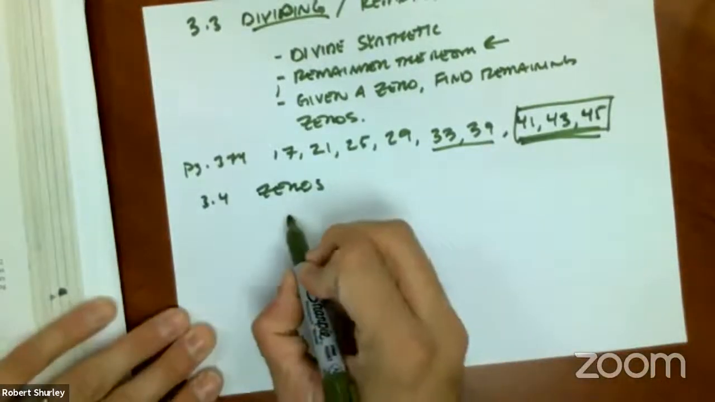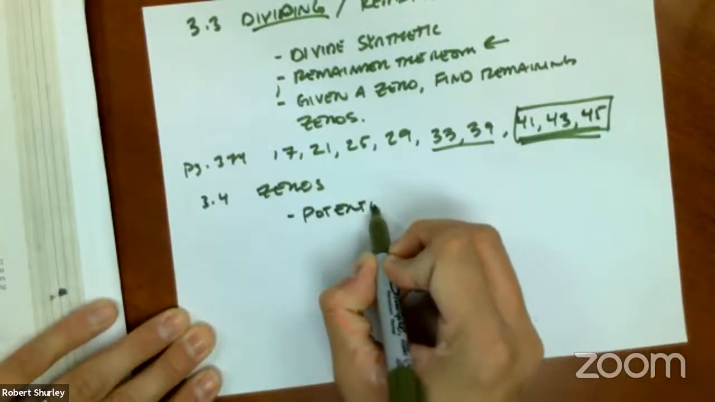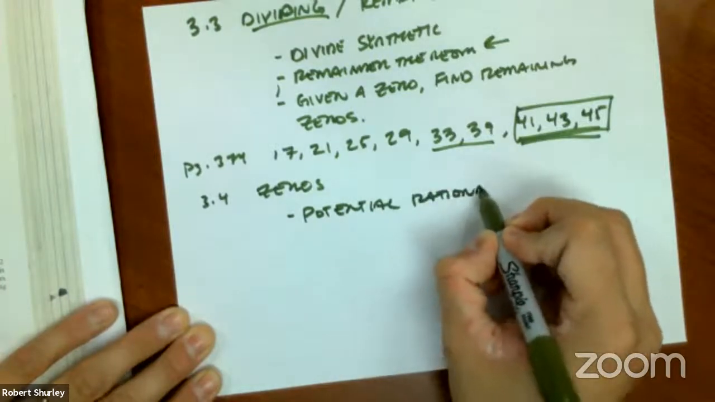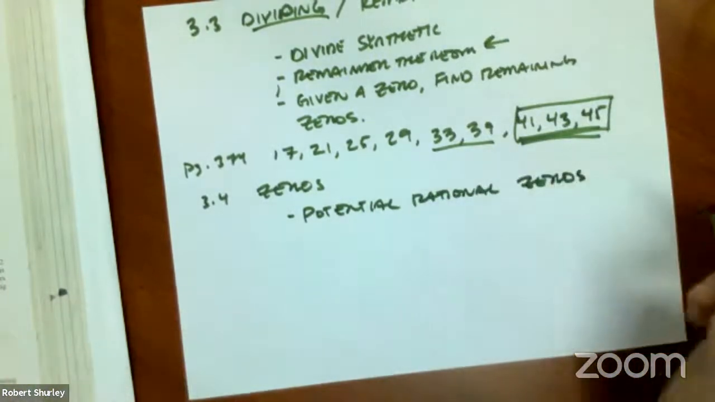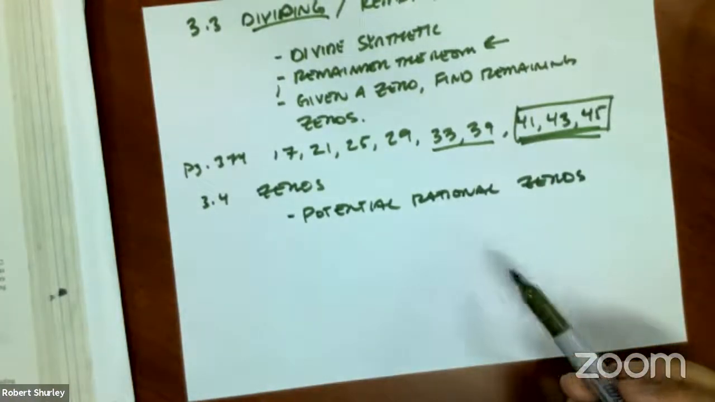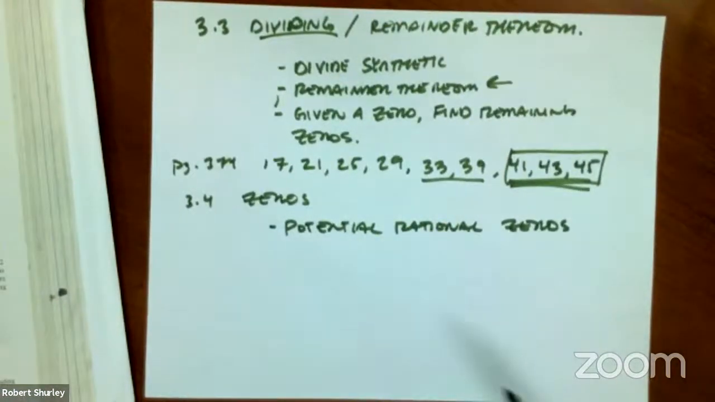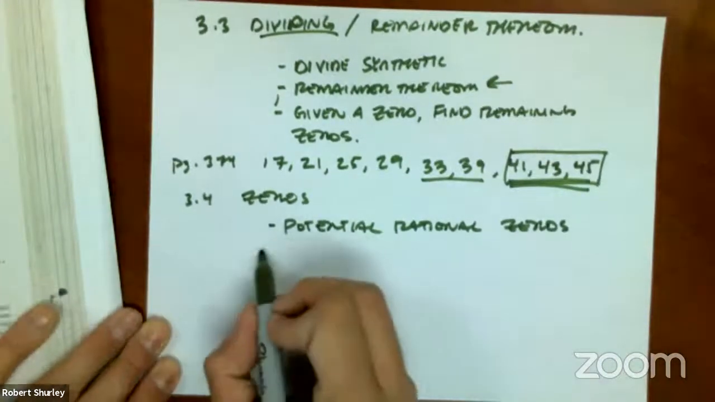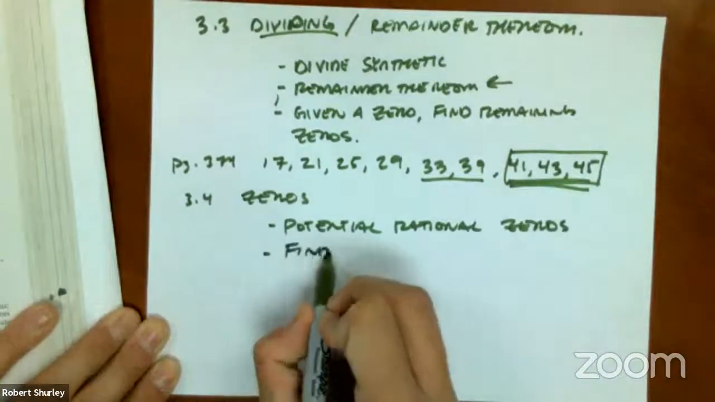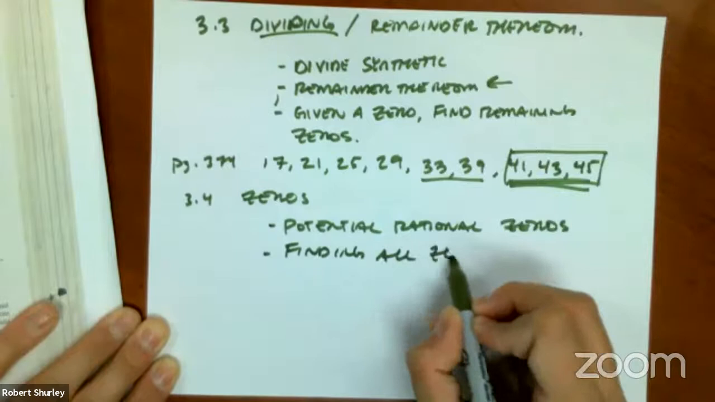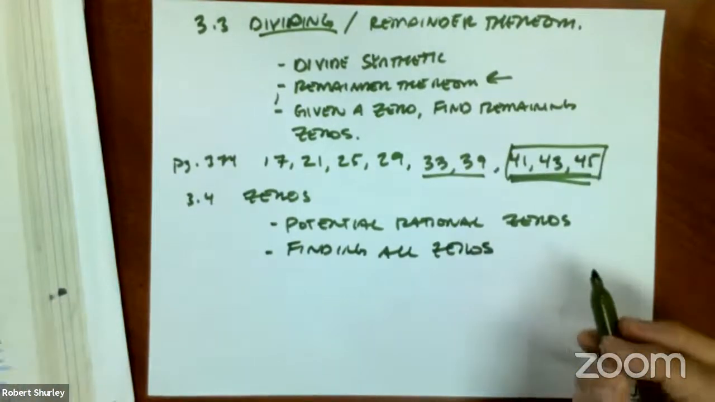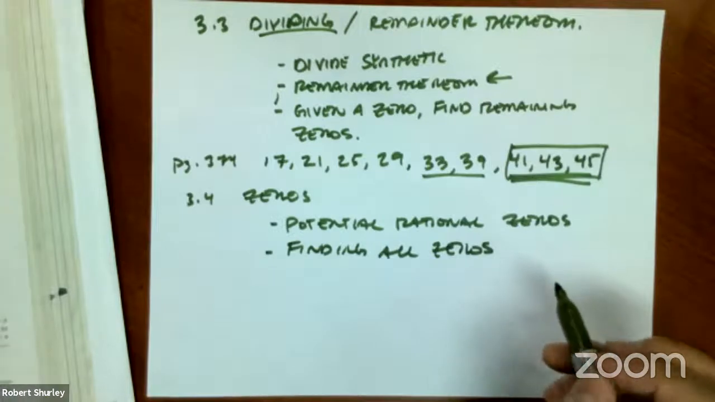First off, we talked about the potential rational zeros, where you had to use the factors of the constant and factors of the leading coefficient. And you kind of have a pool, right? A pool of all the potential rational zeros. And from that pool, you can decide where to go to find the first zero and then divide it out and go through the whole process. So I'm going to say from here on out, after the potential rational zeros, you're just finding all zeros. Okay, finding all zeros, and that's it.